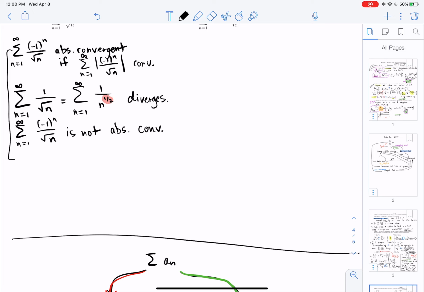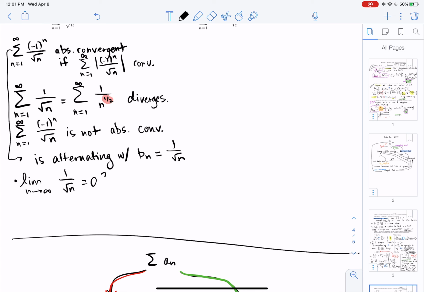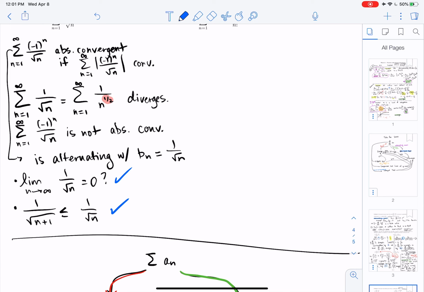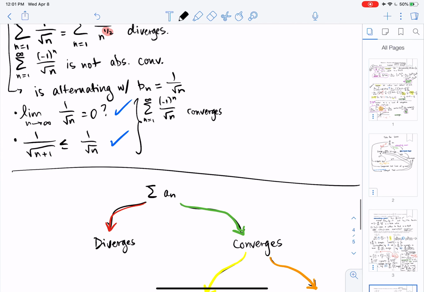So the original series is an alternating series, right? With the positive part being 1 over root n without the negative 1 to the n. So we can use the alternating series test, which says, does the limit as n goes to infinity of 1 over root n equal 0? Yep, that's true. And is it decreasing? Is every subsequent term smaller than its previous term? Yeah, that's totally true, because the denominator root n plus 1 is bigger than the denominator of root n, so the reciprocal inequality holds. So this series converges. What does that mean about whether it's absolutely or conditionally convergent? It's conditionally convergent.